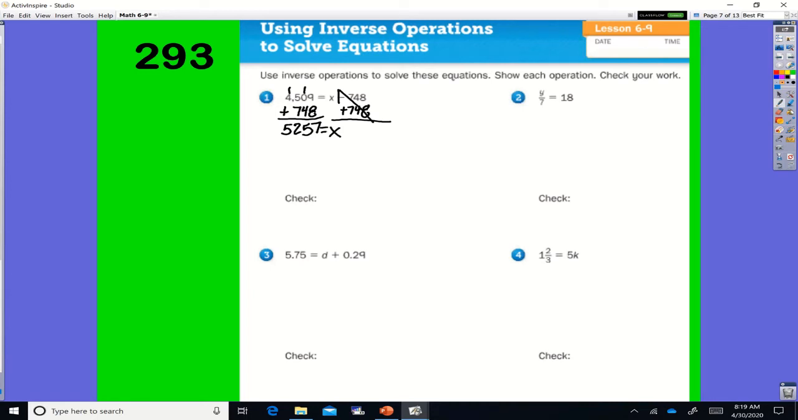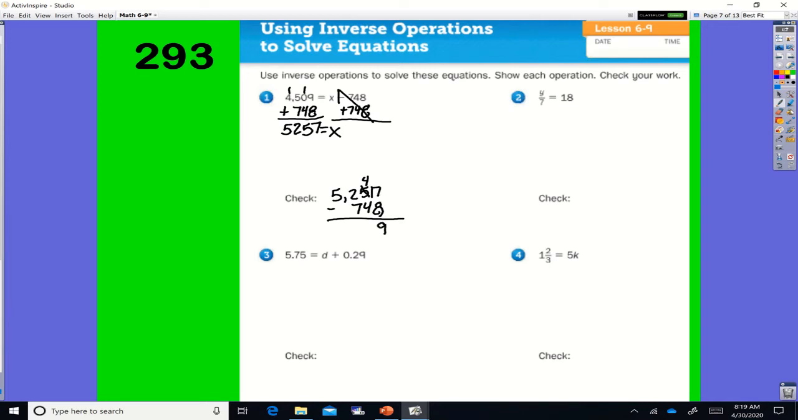Now in order to check this, I am simply going to do 5,257 minus 748. All I'm doing is putting the number that I got into the equation. Can't do 7 minus 8, so we borrow.